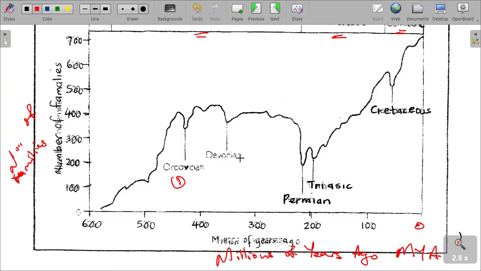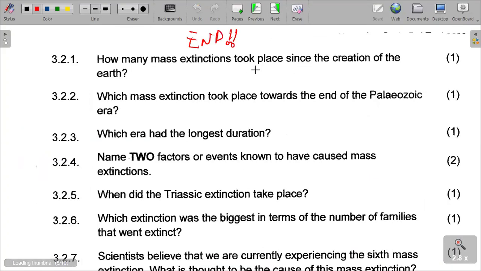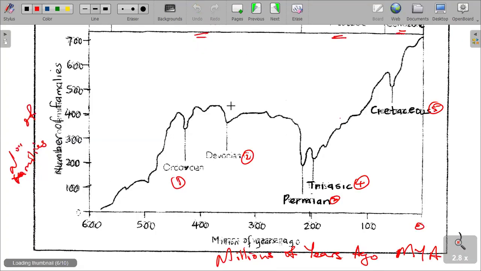We are looking at these: 1, 2, 3, 4, and 5. How many mass extinctions took place since the creation of the Earth? They are 5, class, as I have marked for you there. It's 1, 2, 3, 4, 5. Those are the 5 mass extinctions that are referred to in this regard.